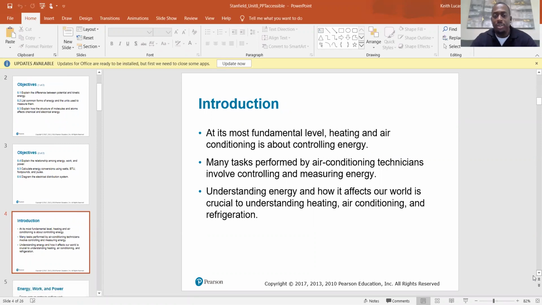So at its most fundamental level, heat and air conditioning is about controlling energy. Many tasks performed by air conditioning technicians involve controlling and measuring energy. Understanding energy and how it affects our world is crucial to understanding heating, air conditioning, and refrigeration.